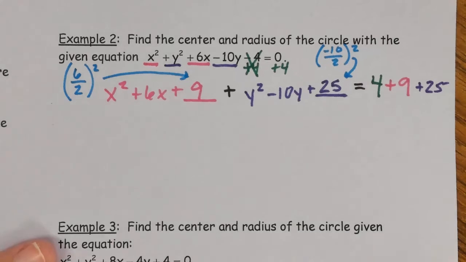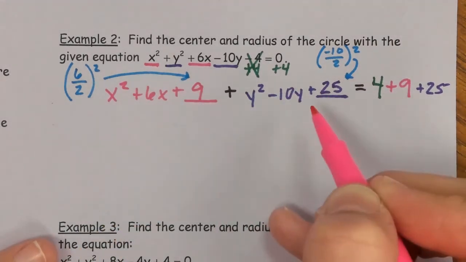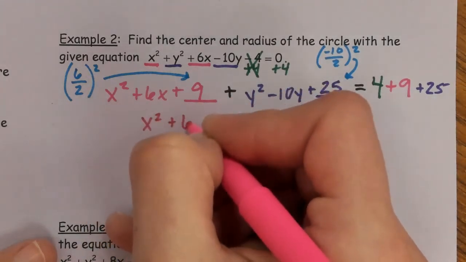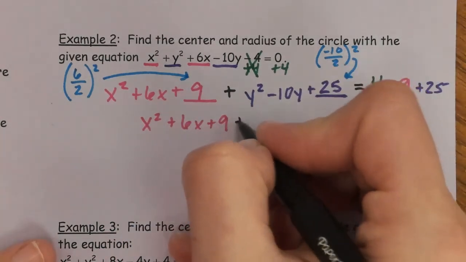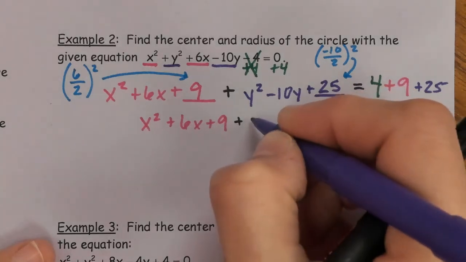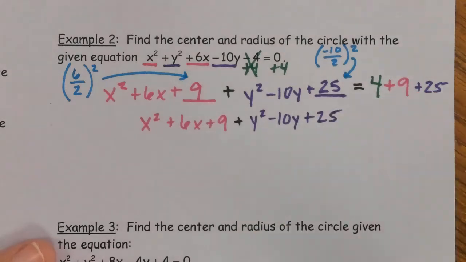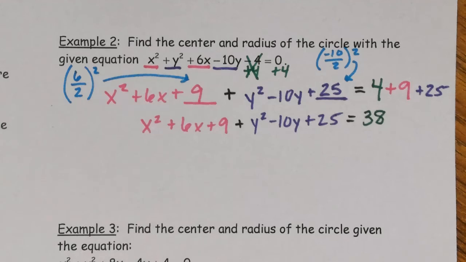And let's clean this up. We're going to rewrite everything here that I have in pink. We're going to rewrite everything I have in purple. And we're going to combine these terms over here. X squared plus 6x plus 9 plus y squared minus 10y plus 25. All equal to, we have 4 plus 9 plus 25. We're going to come out to 38. Remembering that 38 is representing our r squared, radius squared.